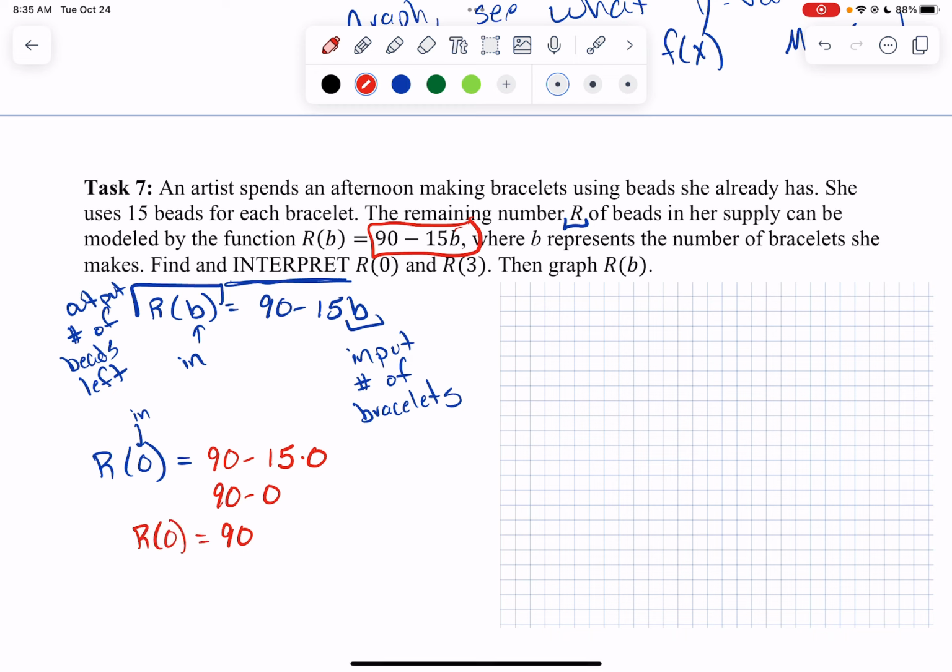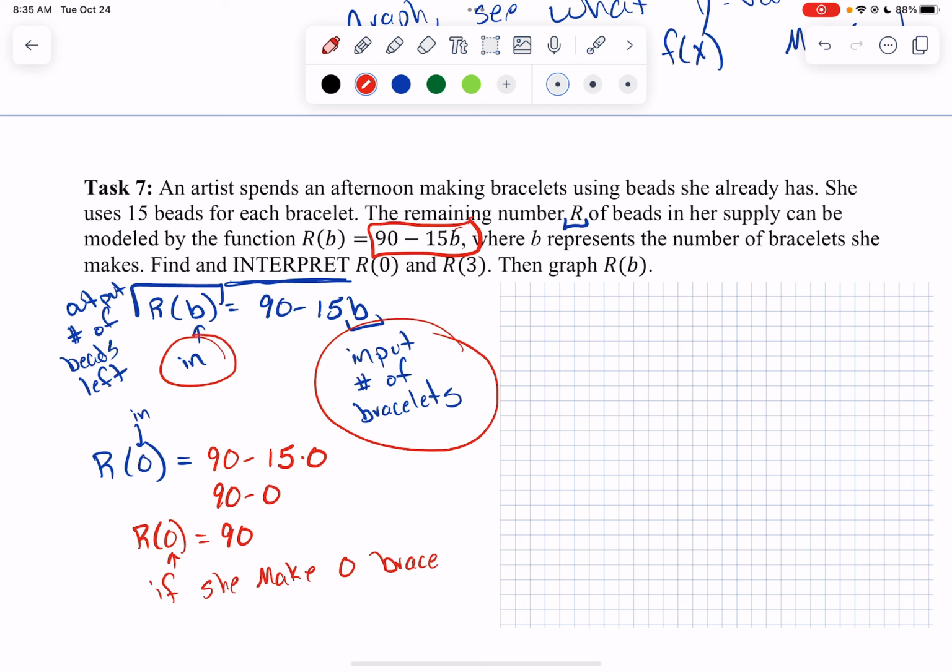I need to interpret it. 0 is representing the number of bracelets. That's my input, number of bracelets. So basically this means if she makes no bracelets, if she makes 0 bracelets, she will have 90 beads left.